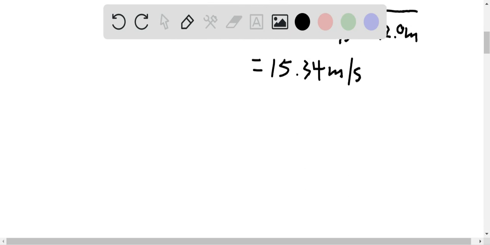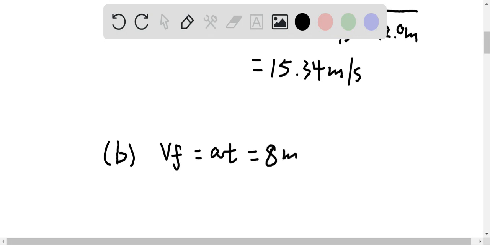And for question B, it wants us to determine the average force of air resistance when the speed when it hits the ground is about 8 meters per second. Well, we know the speed when it hits the ground, which is the v final of this free fall motion, can be equal to a times t, acceleration times time, since there's no initial speed, which is simply equal to 8 meters per second.